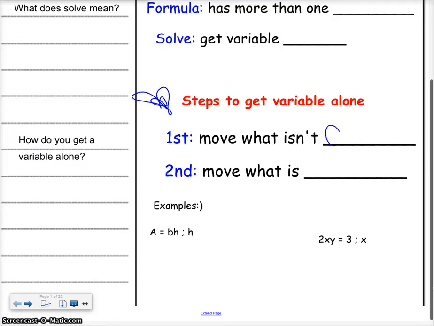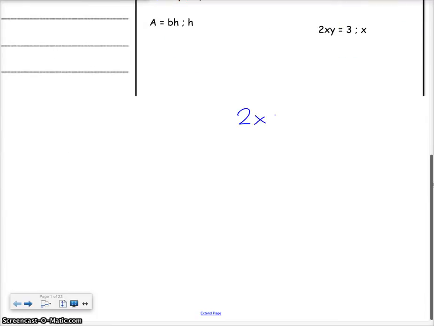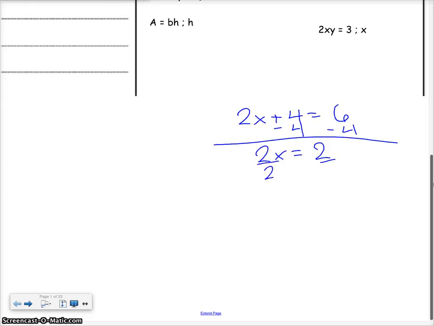You always move what isn't connected first, and then you move what is connected. That is the basis of all algebra problems. You move what's not sticking to it, and then you move what is sticking to it. So if you can solve 2x plus 4 equals 6, and you know that you need to move this 4 first, then you can do today. That's the foundation for today.